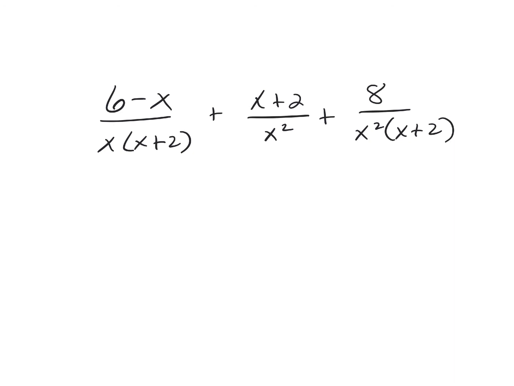Lots of x's here. So my common denominator is going to be the largest exponent. So it's going to be the x squared, but then it's also going to be the x plus 2. So my common denominator is going to be x squared times x plus 2. And let me write it down 3 times.